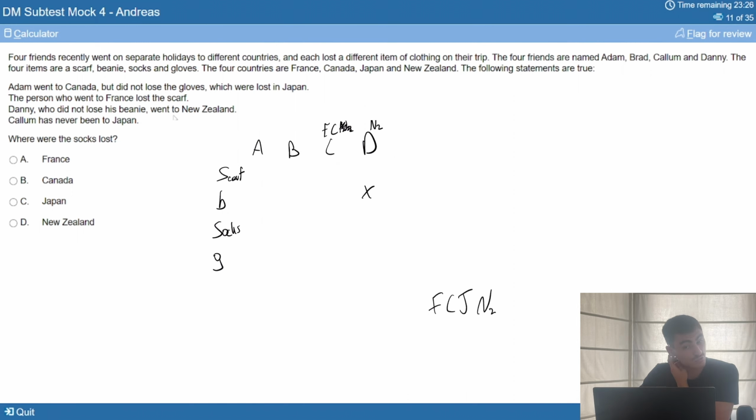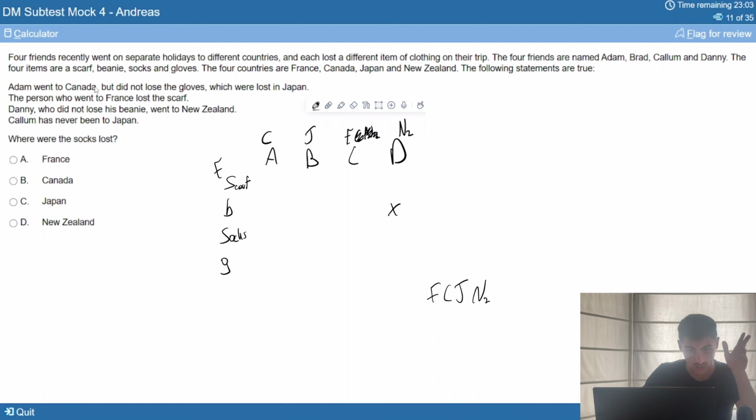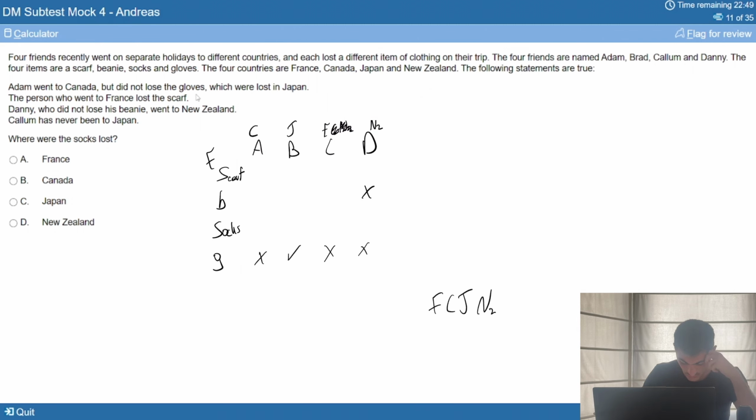The person who went to France lost their scarf. So I'm going to put an F here. Adam went to Canada. So if he went to Canada, this means C went to France, and B is left with what's left, which is Japan. So Adam went to Canada, but he did not lose the gloves, which were lost in Japan. So the gloves were lost in Japan.